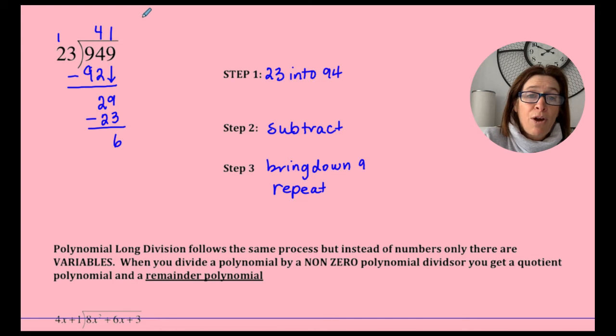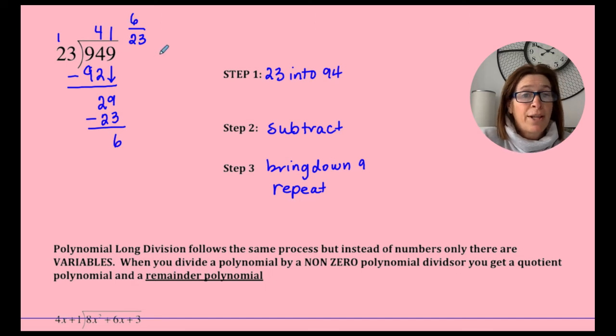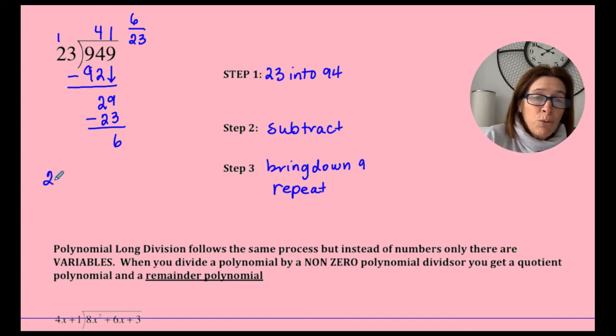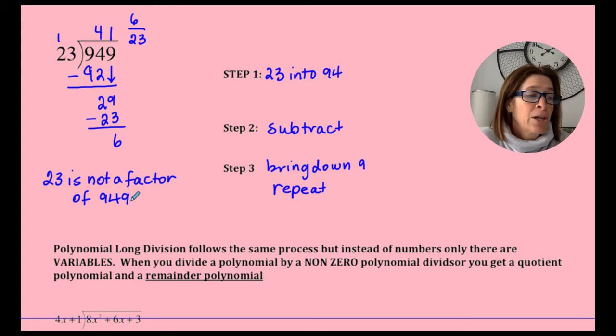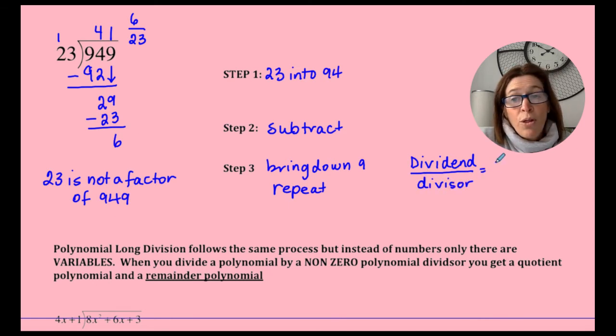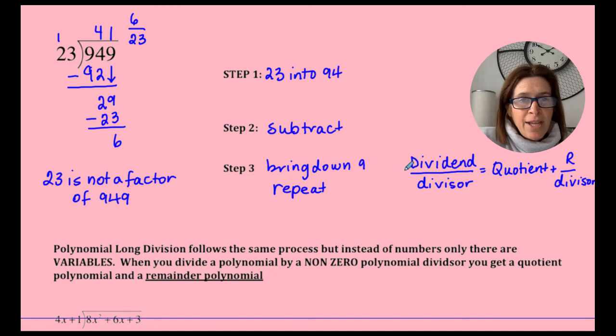So 6 is what we would call our remainder. If we were back in pre-algebra, we would write that as 6 over 23. So 949 divided by 23 would be 41 and 6/23. That tells me 23 is not a factor of 949. It's actually an algorithm: the dividend divided by the divisor gives you what we call the quotient, plus the remainder over the divisor. So look at that. Dividend, 949.